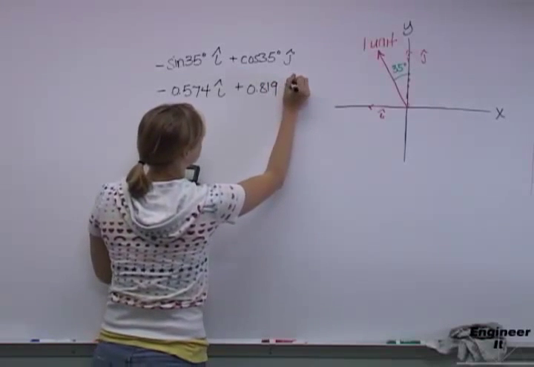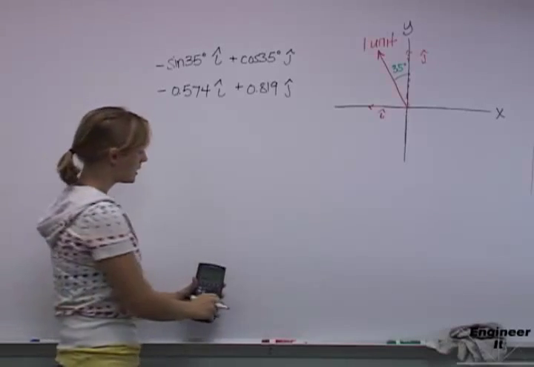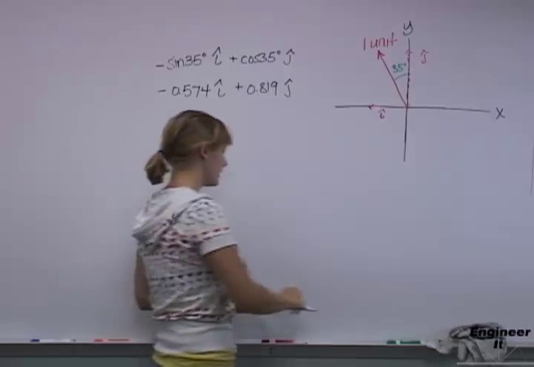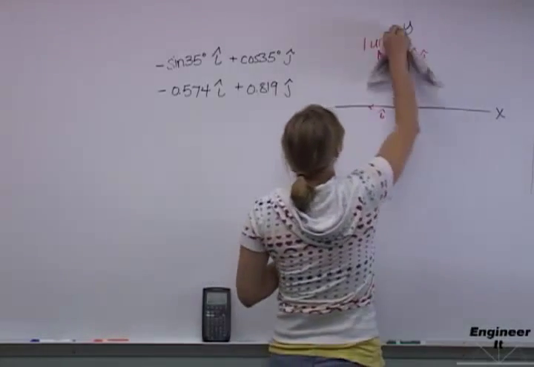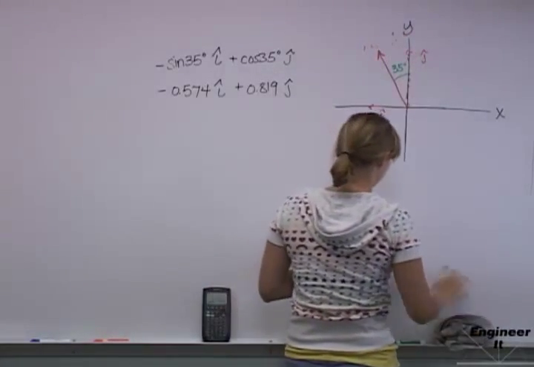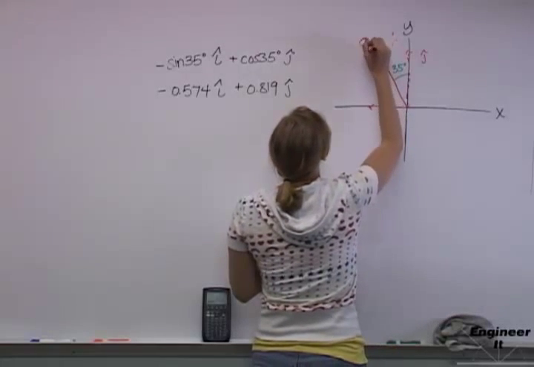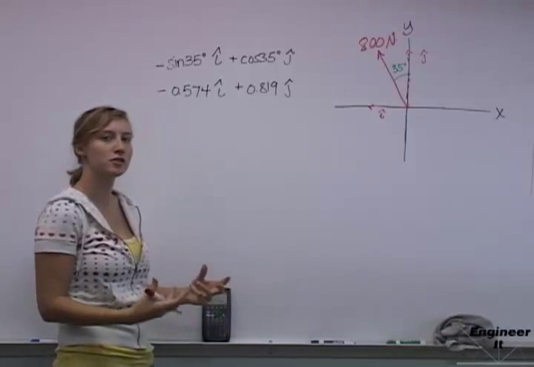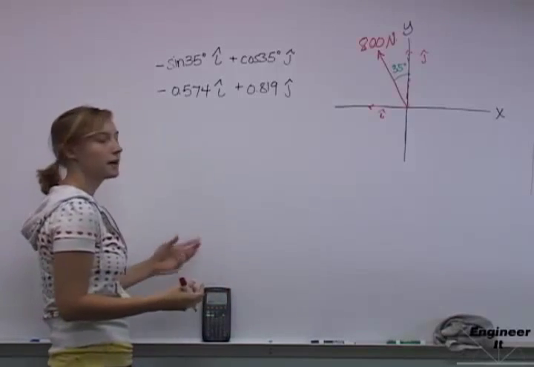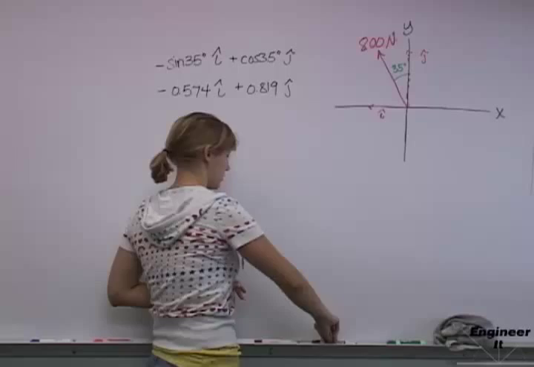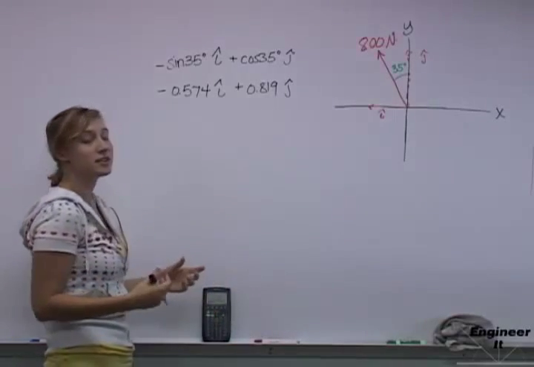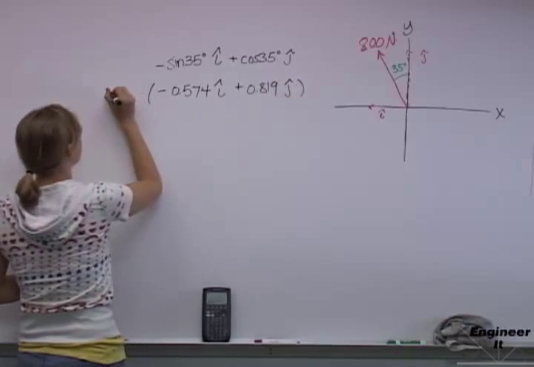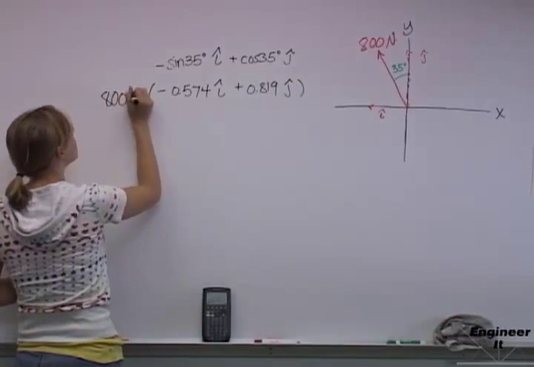in the j direction. Now, let's take a look at, say, what if instead of our vector being 1 unit long, it being, I don't know, 800 newtons long. So let's go ahead and write that. So if we had an 800 newton long vector, we just want to be able to add that into our unit vectors that we already have. And it's very simple to do this. You can just multiply the entire thing by 800 newtons.